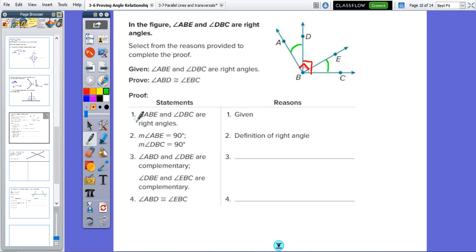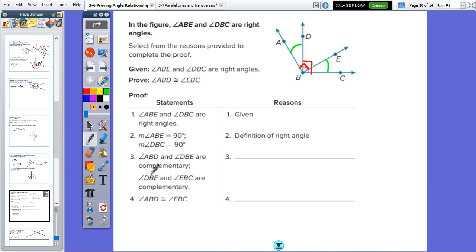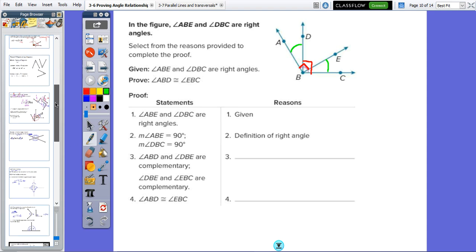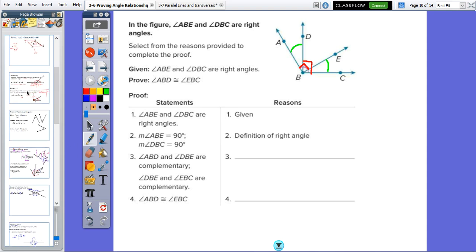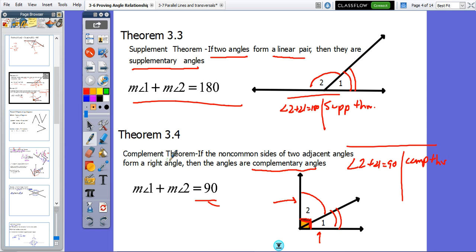So we'll start with the given information. We write that down. ABE, DBC, they are right angles because that's what is stated. Now, based off that, according to the definition of right angles or the right angle theorem as well, you can say that they're 90 degrees. So we know for sure those are 90 degrees. If they're 90 degrees, then they are complementary. If you don't remember, that was one of the first ones we covered. The complement theorem says if you know that the angles are in a right angle, then they are complementary angles.